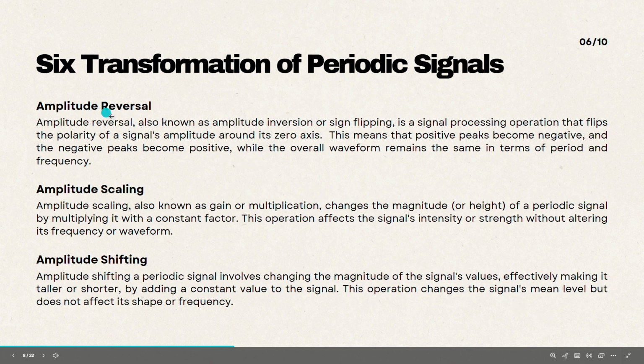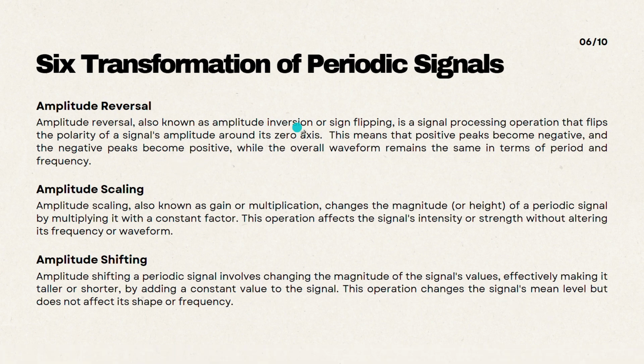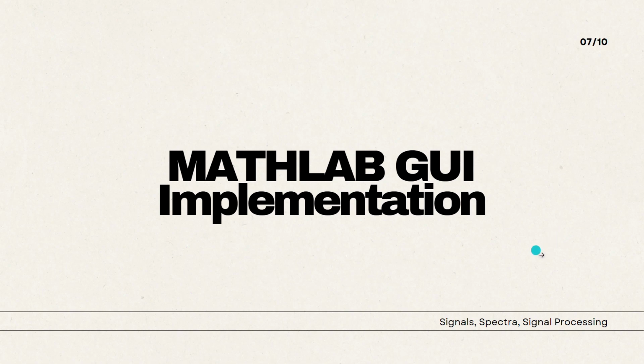Followed by the amplitude reversal, also known as amplitude inversion, since it flips the polarity of a signal's amplitude around its zero axis, resulting in inversion. Next is the amplitude scaling, also known as gain or multiplication, since a periodic signal is multiplied by a constant factor, altering the signal's intensity or amplitude without changing its frequency. And lastly, amplitude shifting. Basically, it involves changing the amplitude peak value, making it taller or shorter by adding a constant value to the signal.